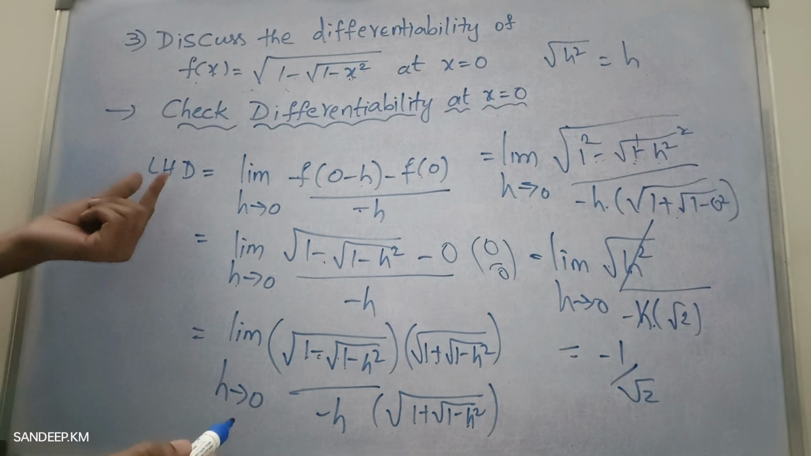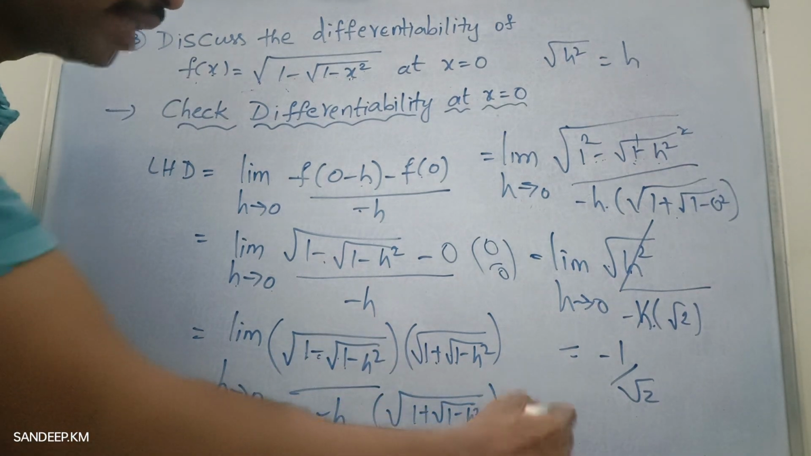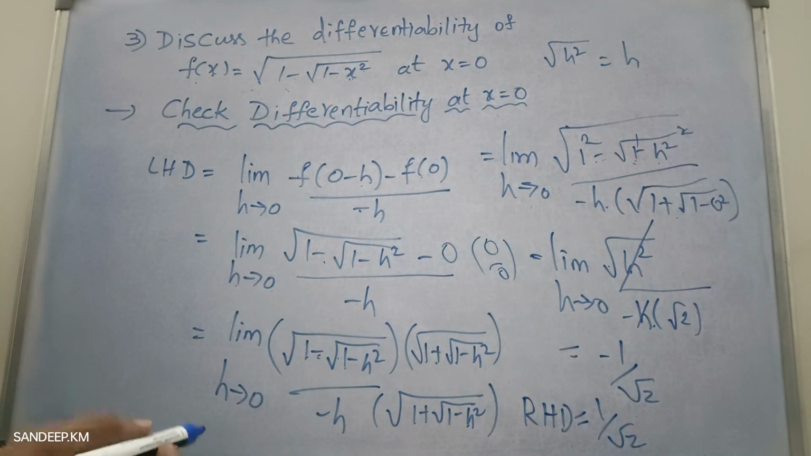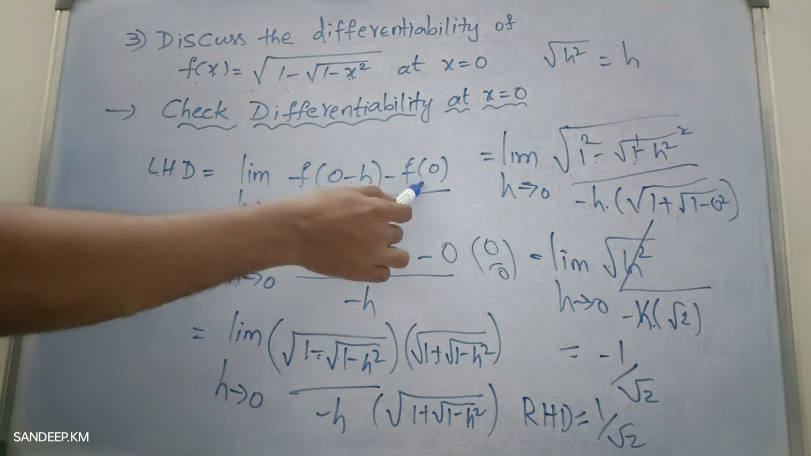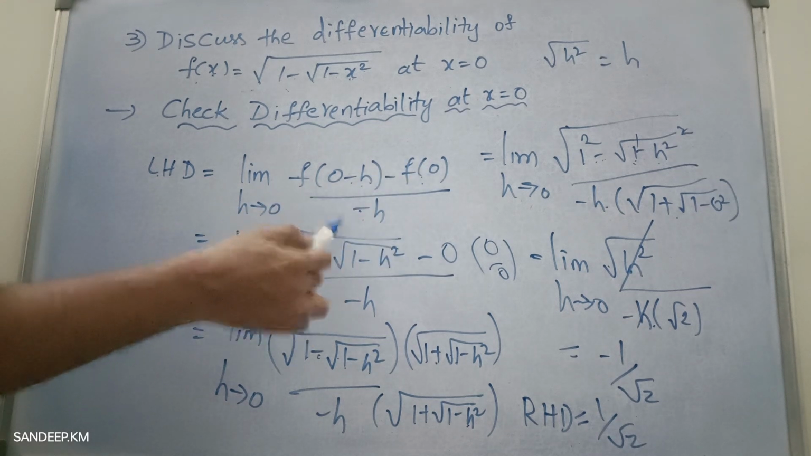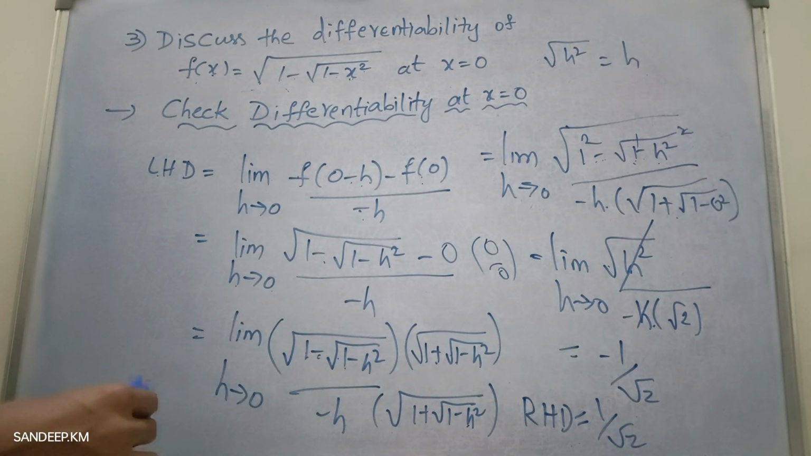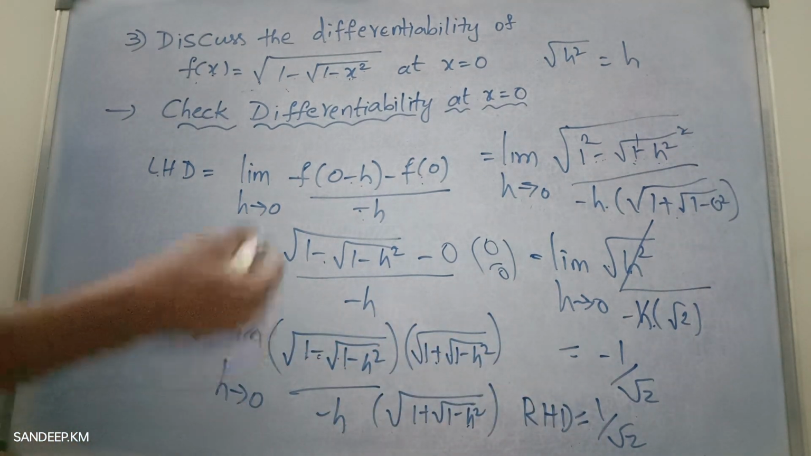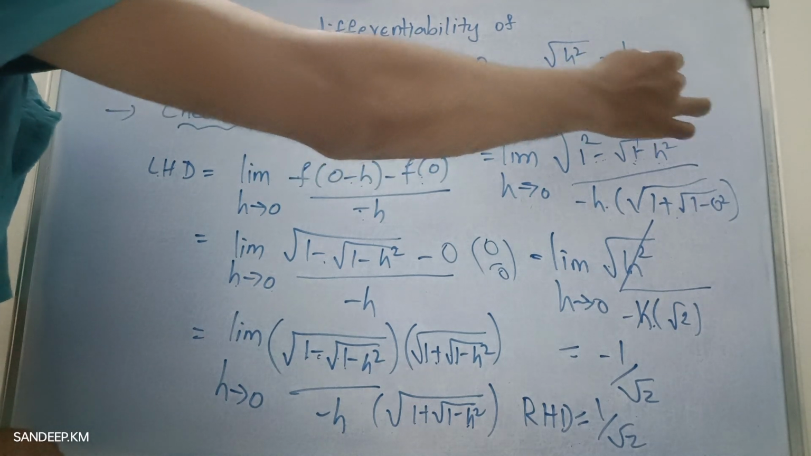Will you find what is RHD? Okay, now you can find what is RHD, and if you find RHD, right hand differentiability, you will get plus 1 by root 2. Here itself, RHD means f of 0 plus h minus f of 0 divided by plus h. Same simplification itself. Finally, you will get 1 by root 2. So LHD is minus 1 by root 2 and RHD is plus 1 by root 2. Obviously, LHD is not equal to RHD.